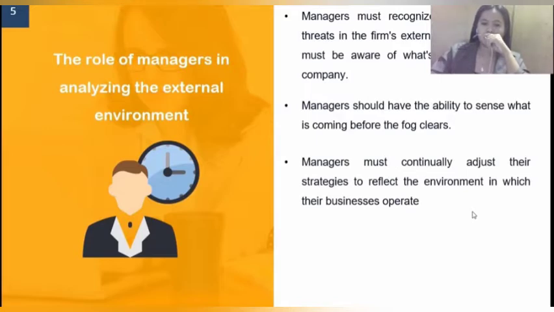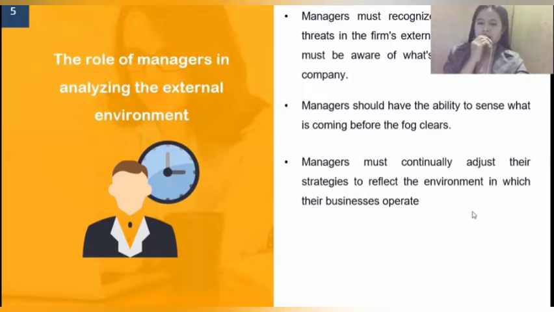Now, here are some of the roles that managers play in the firm. First off, managers must recognize opportunities and threats in the firm's external environment. One must be aware of what's going on outside the company. So managers should always do a review and analysis of what is happening beyond what the firm can control. This is to make sure that the firm can adapt to the changes or things that are happening outside.